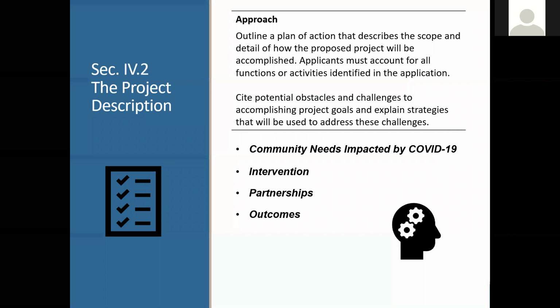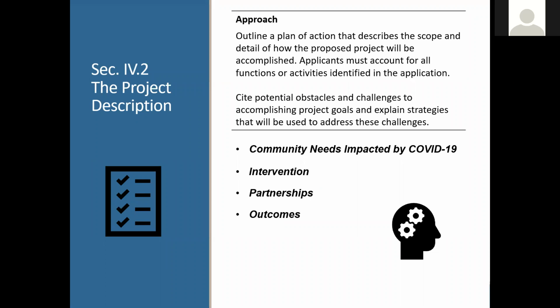The next section is the approach section. Applicants should outline a plan of action that describes the scope and detail of how the proposed project will be accomplished. Applicants must account for all functions or activities identified in the application. And in addition, applicants should identify potential obstacles and challenges to accomplishing project goals and explain strategies that will be used to address these challenges.